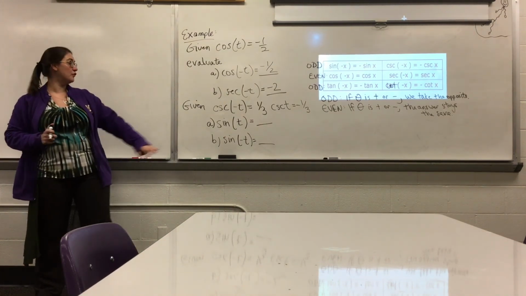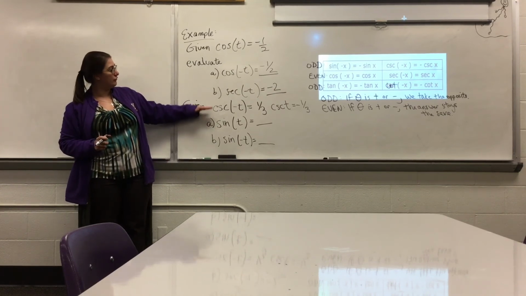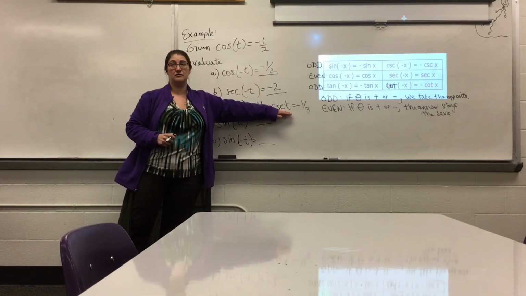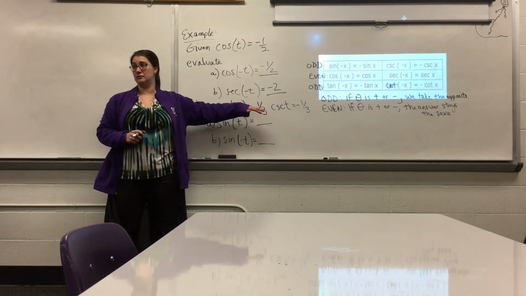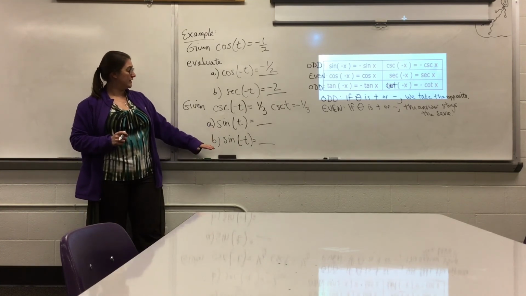So sometimes, even though these are the questions being asked, we won't necessarily want to look forward until we know what we have and what the rule says. Let's find both of them first. And now we can find the sine of t and the sine of negative t.